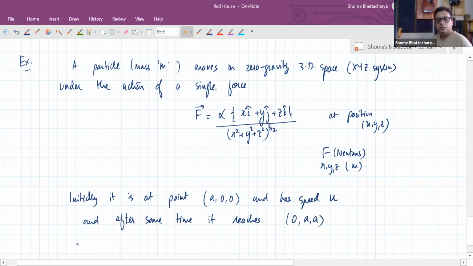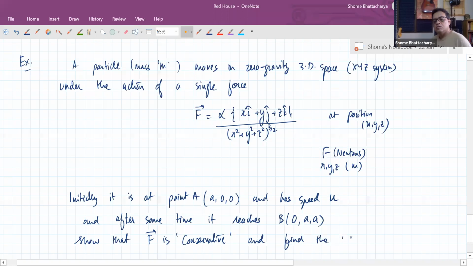Okay. So show that force F is conservative and find the work done by F from A to B.